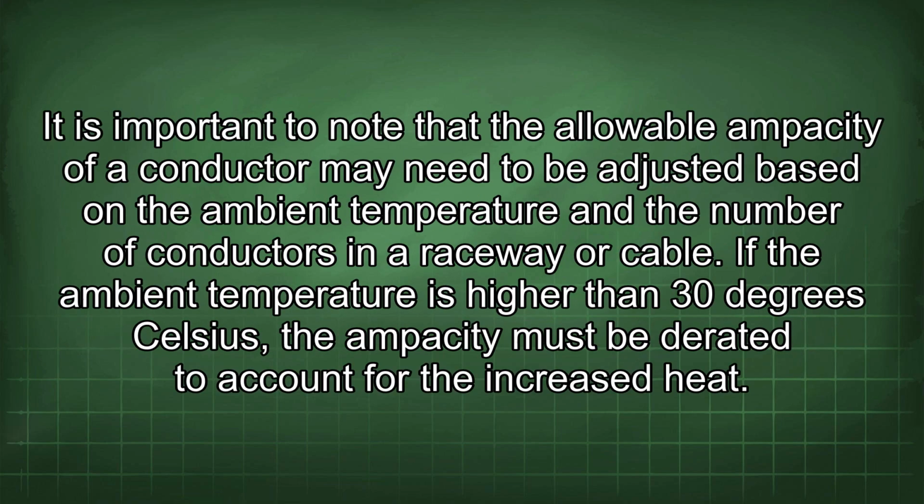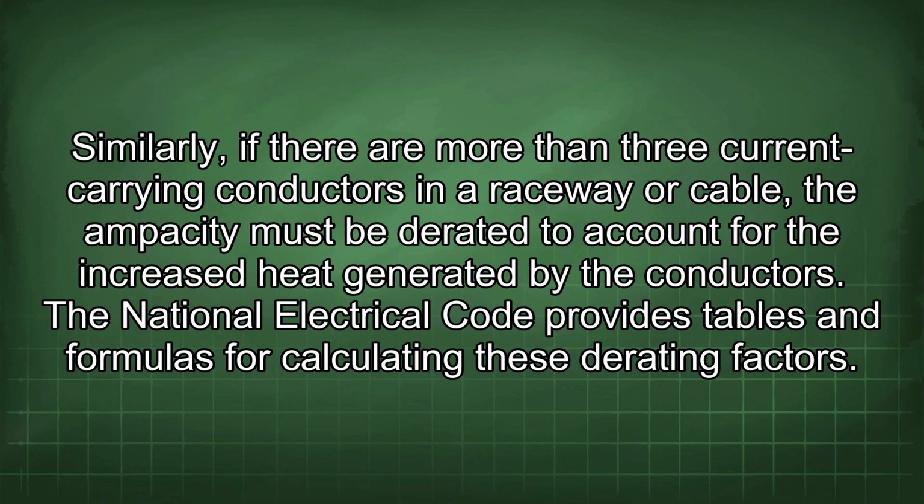It is important to note that the allowable ampacity of a conductor may need to be adjusted based on the ambient temperature and the number of conductors in a raceway or cable. If the ambient temperature is higher than 30 degrees Celsius, the ampacity must be derated to account for the increased heat. Similarly, if there are more than 3 current-carrying conductors in a raceway or cable, the ampacity must be derated to account for the increased heat generated by the conductors. The National Electrical Code provides tables and formulas for calculating these derating factors.